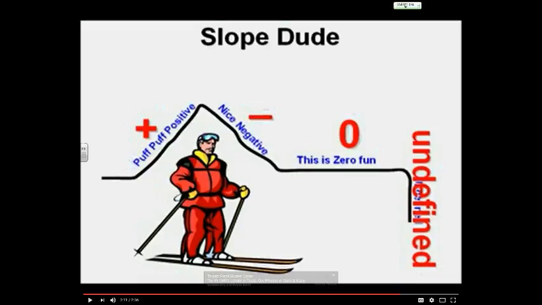If your line is going uphill, then your slope should be what? Positive. If your line is going downhill, it should be what? Negative. If your line is going horizontally, you're not having any fun. It would not be fun to ski on a horizontal flat surface, all right? That is 0 fun. The slope is 0. And then the last one, undefined. Slope Dude, RIP Slope Dude, he fell off the mountain, okay? Undefined. As you go down a vertical line, it is undefined.